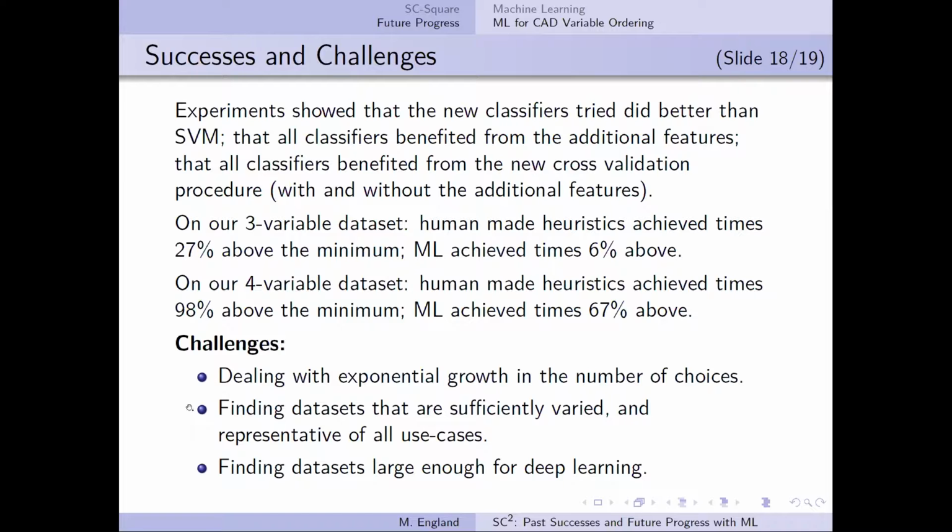But more importantly, I think for machine learning, it's about finding data sets that are sufficiently varied and really representative of all the use cases. So what happens when you give these machine learning tools examples that are very different to the ones they're trained on? And then essentially what we're working on now is using deep learning to do this. And then the question is how to generate, in a meaningful way, data sets that are large enough to do that.